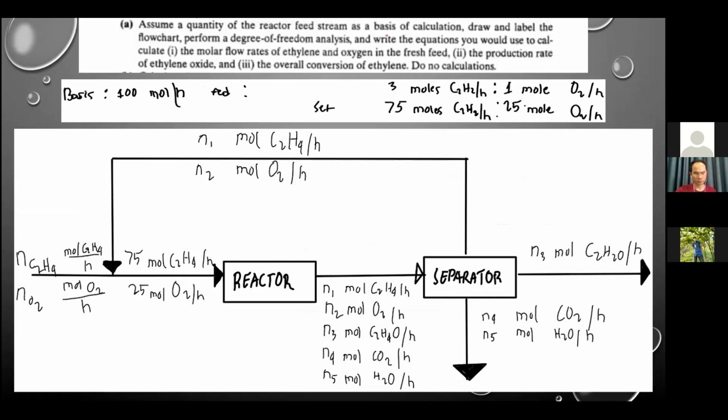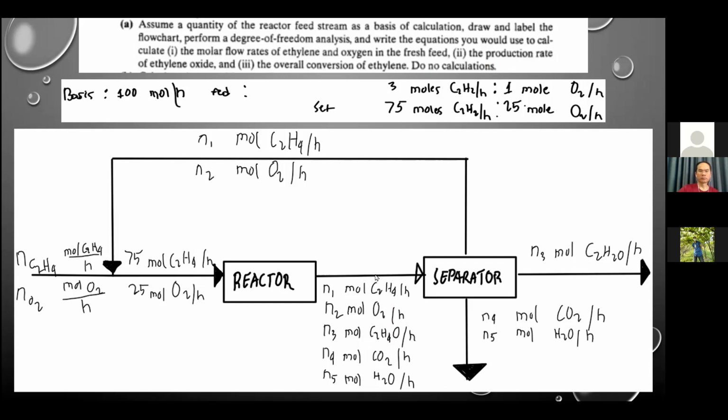So for the first part, assume a quantity of the reactor feed stream as a basis of calculation. Draw and label the flowchart. Perform a degree of freedom analysis. Write the equations you would use to calculate the molar flow of ethylene and oxygen in the fresh feed, the production rate of ethylene oxide, and the overall conversion of ethylene. Do not do calculation.